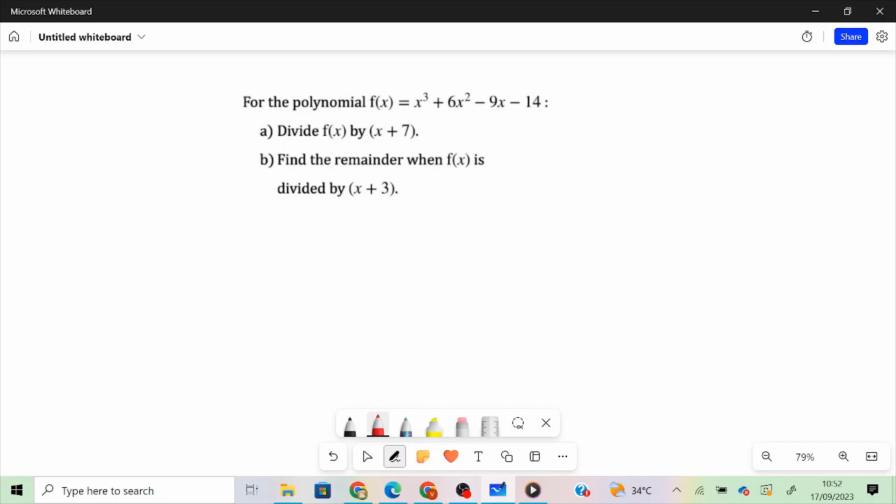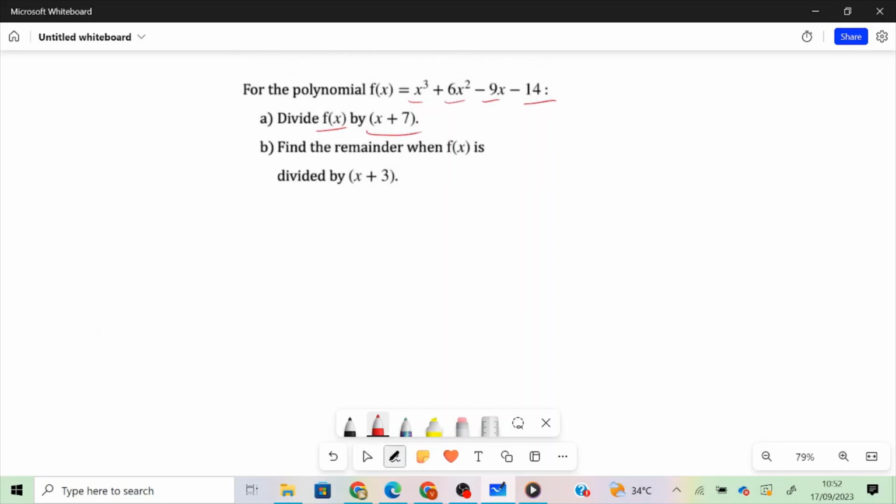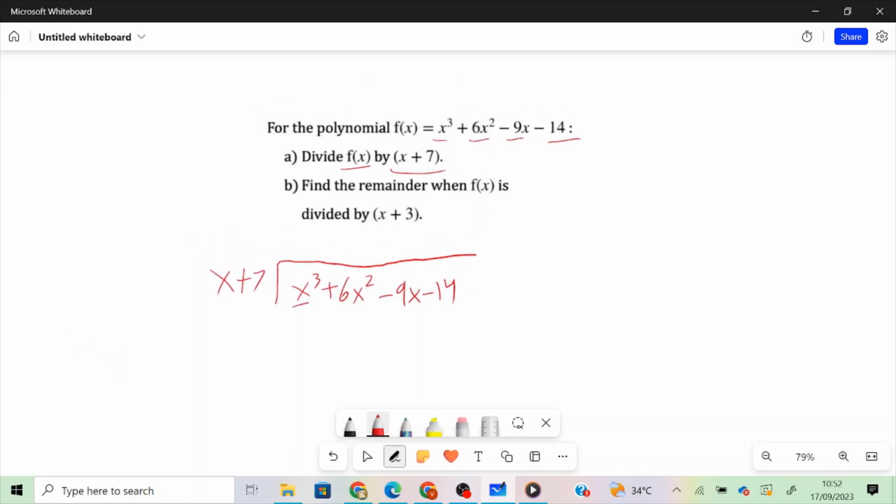It says for the polynomial f of x equals x cubed plus 6x squared minus 9x minus 14, and then part A says divide f of x by x plus 7. Right, so let's go right into this. We have x plus 7, and our dividend is x cubed plus 6x squared minus 9x minus 14. Now first step, you take your x cubed and divide by x over here. So x cubed divided by x gives me x squared.